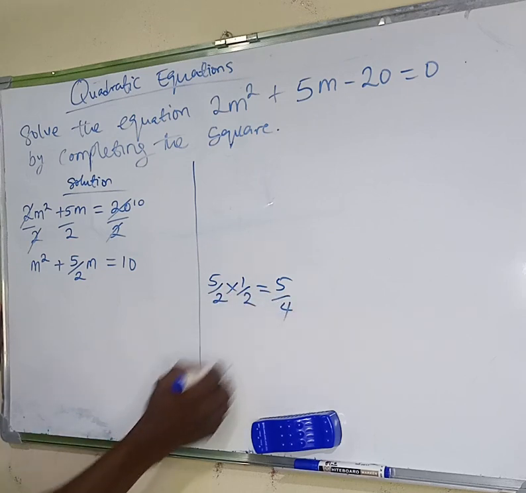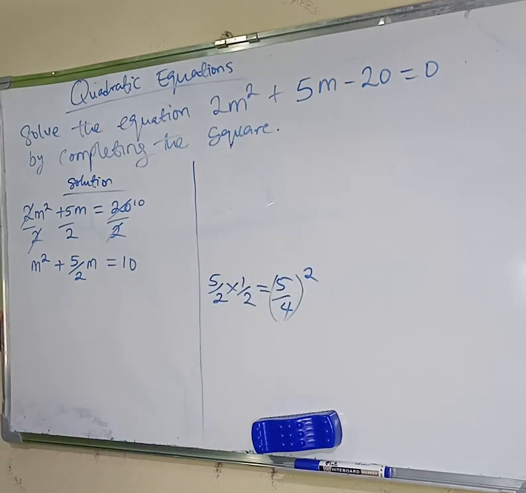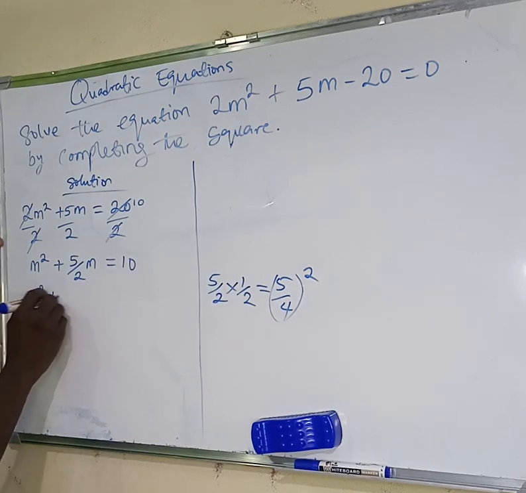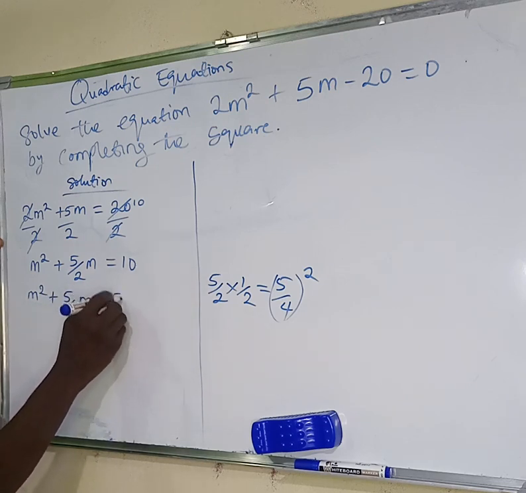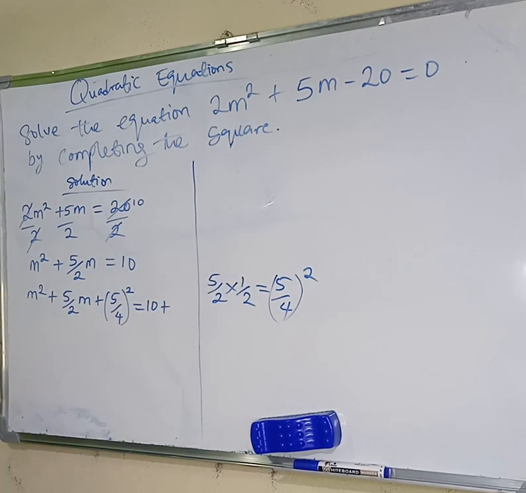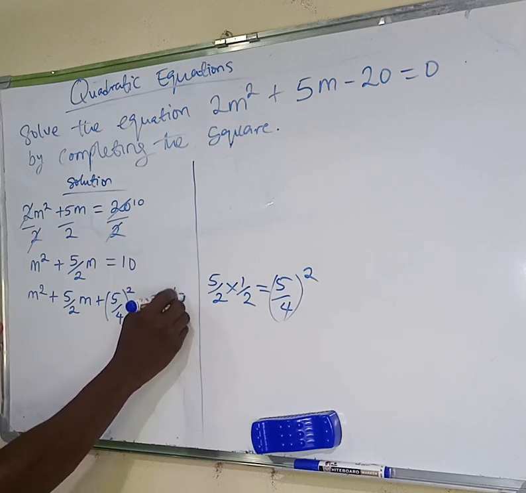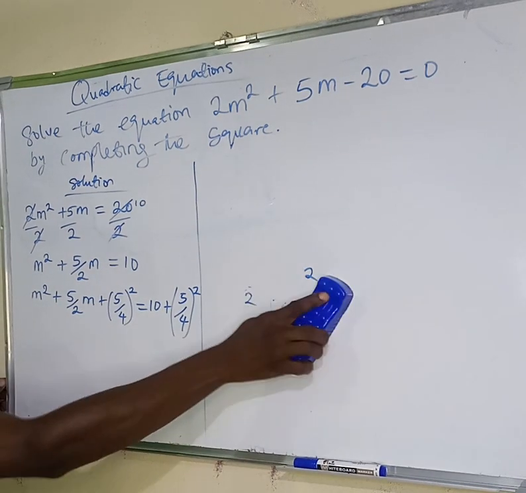2 times 2, 4. Now, they say we should take the square of half the coefficient. Since it's half the coefficient, the square will be power 2. All right, so we're going to add this to both sides of the equation. On the left-hand side, we're going to have m squared plus 5 divided by 2 m plus, we'll add it, (5 divided by 4) squared, equals, now the right-hand side, we're going to say 10 plus, we'll also add it on the right-hand side. Because in an equation, whatever you do to the left-hand side you must do to the right-hand side. So we have (5 divided by 4) all squared. All right? So now we can wipe this off.